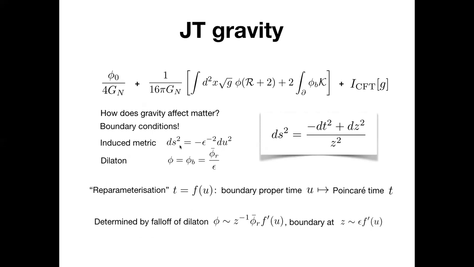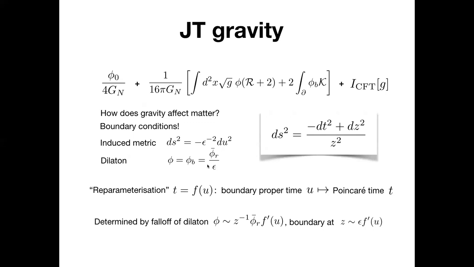So we have some cutoff surface close to the boundary of AdS2, so that's going to be at small z in these coordinates. And the induced metric on that cutoff surface, up to some renormalization factor, some small epsilon, gives me the boundary metric of our CFT. So this is the ordinary AdS/CFT boundary condition, and the dilaton on this surface is again equal to some constant phi_b that I'm going to renormalize in this way. So I'm going to keep this phi_r fixed as epsilon goes to zero. Okay.